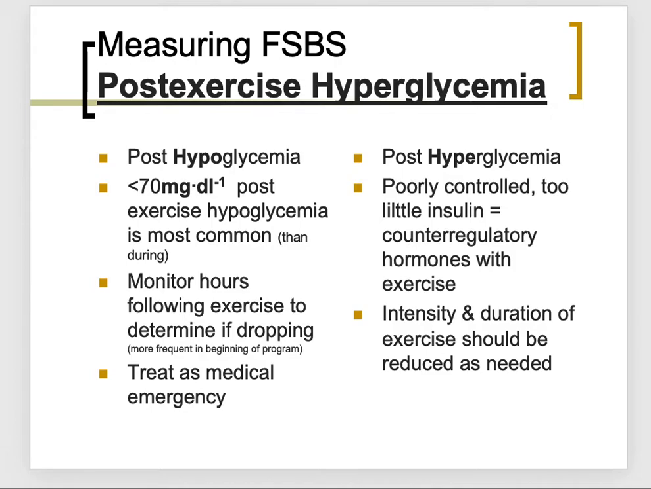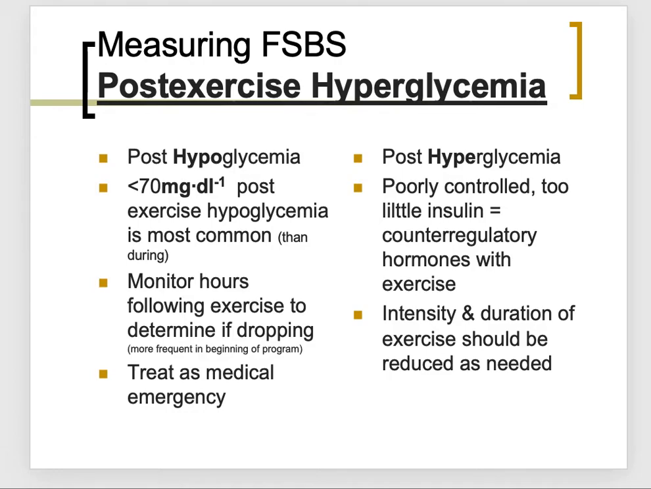Why this happens is poorly controlled diabetes. They're either on too little insulin, or these counter-regulatory hormones with exercise are coming into play. So that's causing glucose production in the liver, enhanced free fatty acid release by the adipose tissue, and reduced muscle uptake of glucose. All of those things are what we call counter-regulatory hormones with exercise. The result is an increased blood sugar during and after exercise. High-intensity exercise can also result in hyperglycemia.